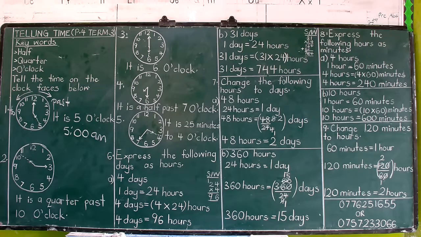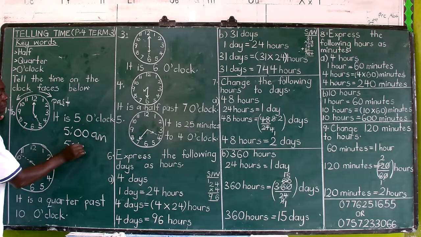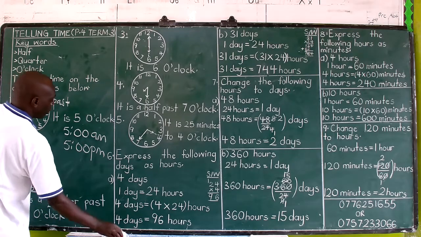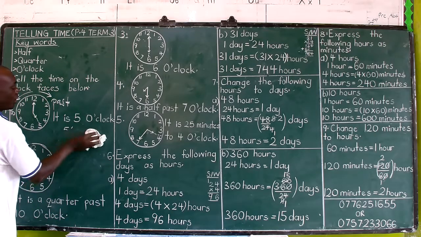But now you cannot say a.m. because you don't know whether it is morning, afternoon, or evening. So when you say, tell the evening time, you say, it is 5 p.m. So that's how you answer morning or evening or afternoon.